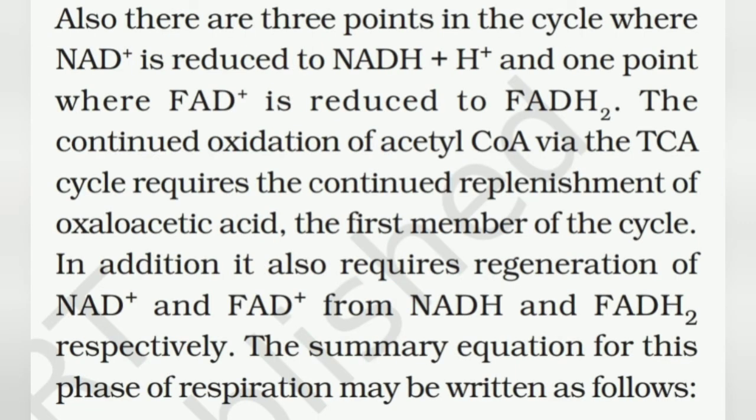Also, there are 3 points in the cycle where NAD plus is reduced to NADH and 1 point where FAD plus is reduced to FADH2. The continued oxidation of acetyl coenzyme A via the TCA cycle requires the continued replenishment of oxaloacetic acid, the first member of the cycle. In addition, it also requires regeneration of NAD plus and FAD plus. The summary equation of this is written as follows.